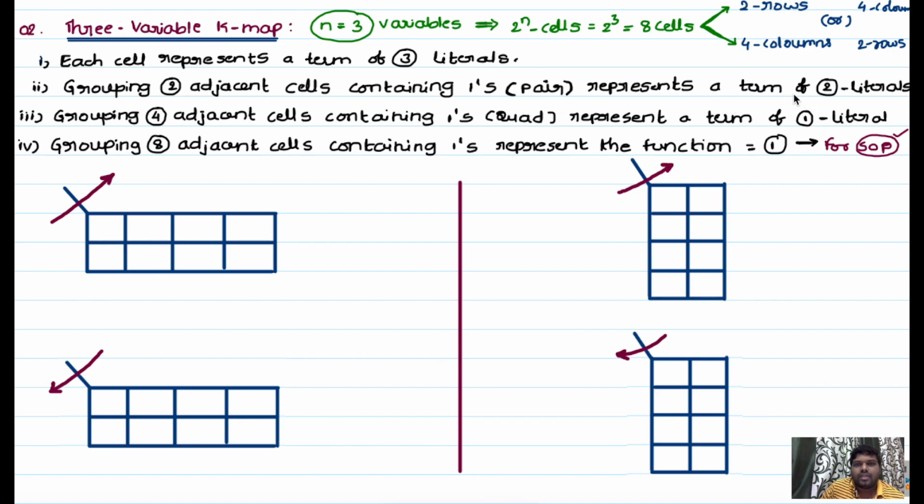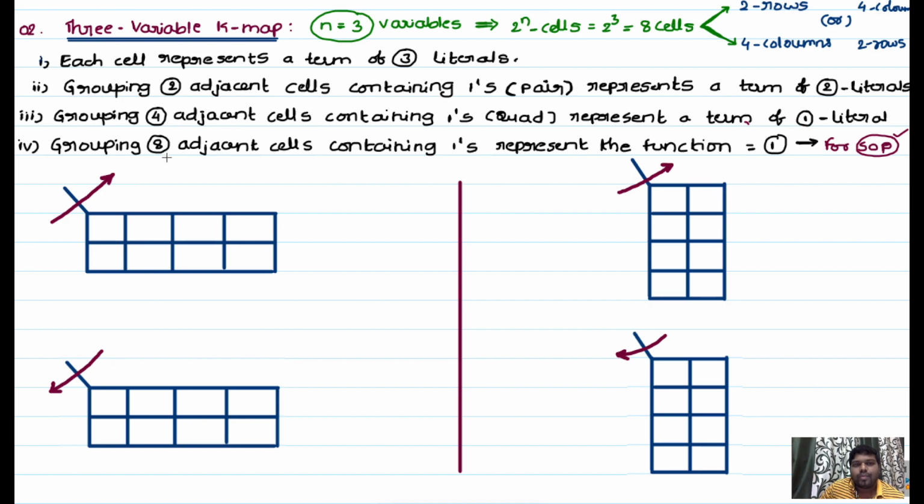of 2 literals. If you pair 2 adjacent cells, that gives a Boolean expression consisting of 2 literals, right? Actually each square consists of 3 literals. By pairing 2 adjacent squares, we get only 2 literals. That means 1 literal is eliminated. Grouping 4 adjacent cells containing ones represents a term of 1 literal. If you take 2 pairs, that means a quad, which reduces up to 2 literals. That means the resultant expression has only 1 literal.